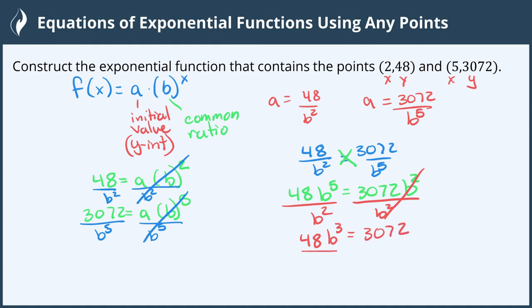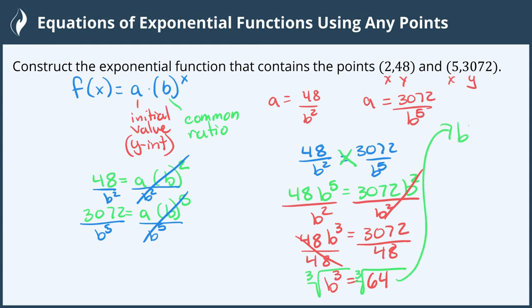Now we can divide both sides by 48, which gives us b cubed equals 3072 divided by 48, which is 64. Now we need to find the cube root of both sides. The cube root of b cubed is b, and the cube root of 64 is 4, so now we have b.